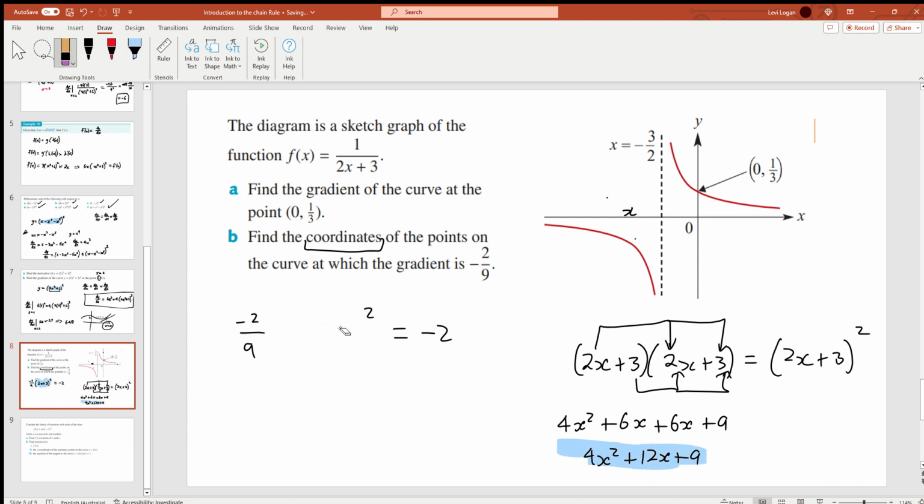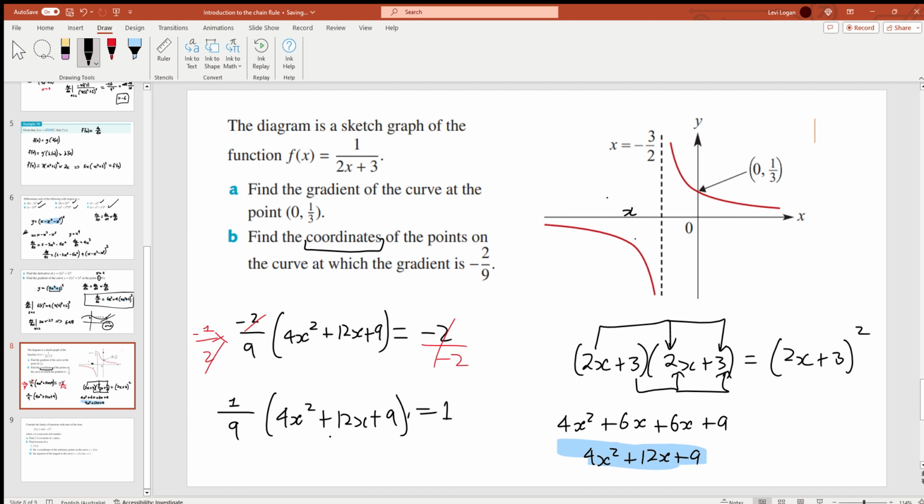So I'll rub this out now. And we have bracket 4x squared plus 12x plus 9 equals that. If I divide both sides by -2, I can see they cancel out. So all I'm going to have is pretty much, alright, I have 1 on 9 equals 4x squared plus 12x plus 9 equals 1. Okay, multiply both sides by 9. We can see it cancels out there. So in other words, we have 4x squared plus 12x plus 9 is equal to pretty much 9.